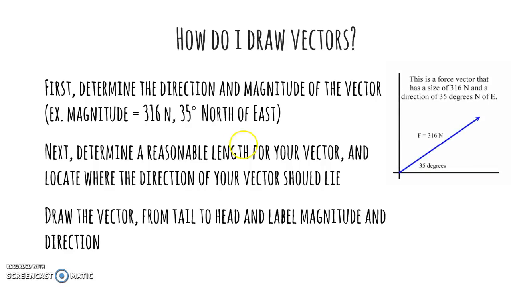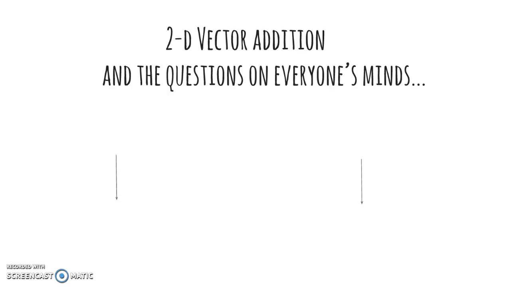Next, what you're going to want to do is logically locate where it should be on the graph. And what I mean by that is if, for example, with our vector, it is north of east. So if east runs here on the x-axis, then we need to go north of east. So if we go 35 degrees north of east, we end up right around here. Then all you have to do is locate, find that reasonable length for that vector, and just go from tail to head, draw your arrow in, and make sure you label the magnitude and direction for your convenience and for problem solving.